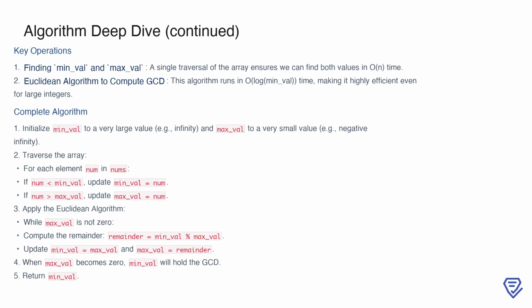The process begins by initializing min_val and max_val to extreme values, such as infinity and negative infinity. As we traverse the array, we update these variables whenever we encounter smaller or larger values. Once the traversal is complete, we apply the Euclidean algorithm. This involves iteratively computing the remainder of min_val divided by max_val, updating the variables accordingly, until the remainder becomes 0. At that point, min_val holds the GCD, which we return as the result. This step-by-step approach ensures clarity and efficiency.